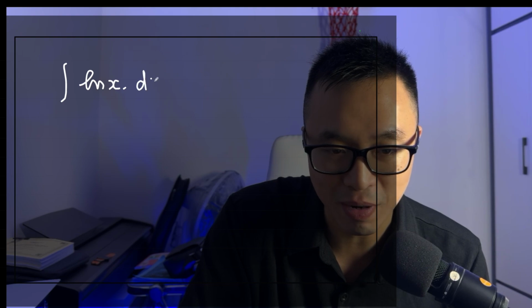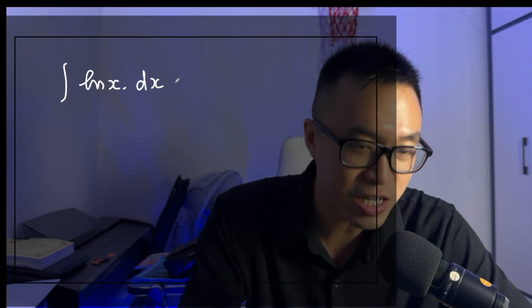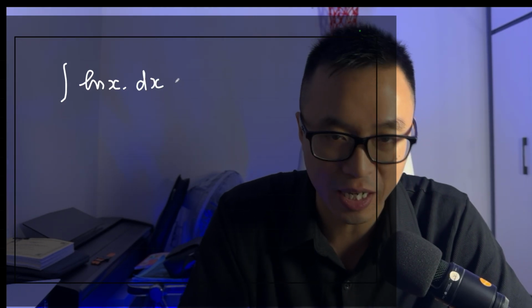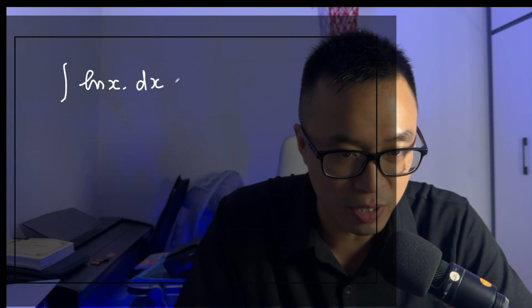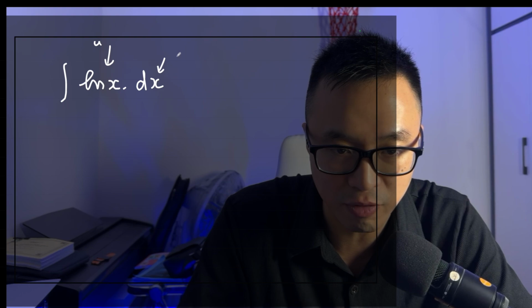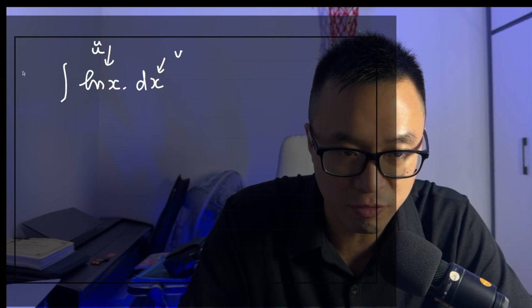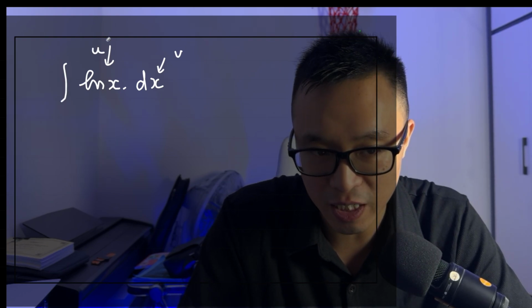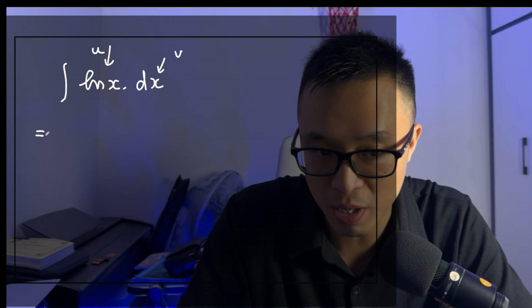And how about this one? How about the integration of ln x multiplied by dx here? We have only one function outside, which is ln x, and inside of d, the right-hand side of d is only x. So this one will be u, and the second one will be v. Immediately we can apply the integration by parts formula.